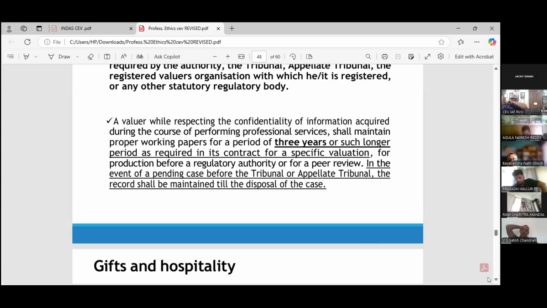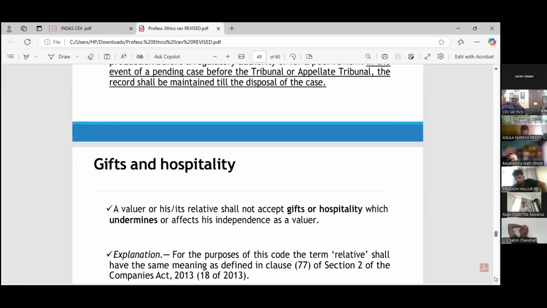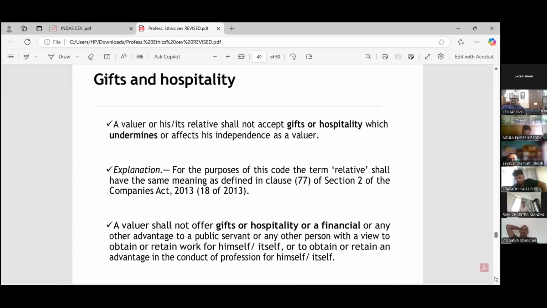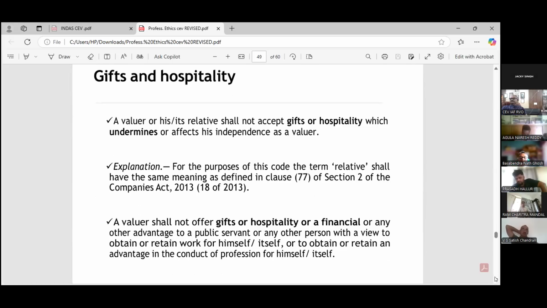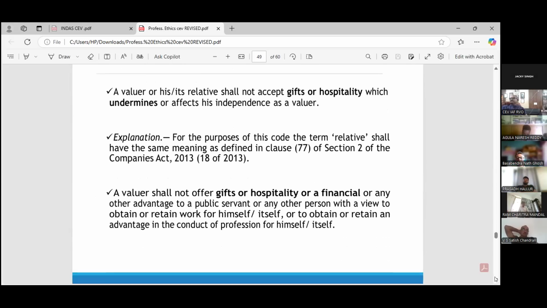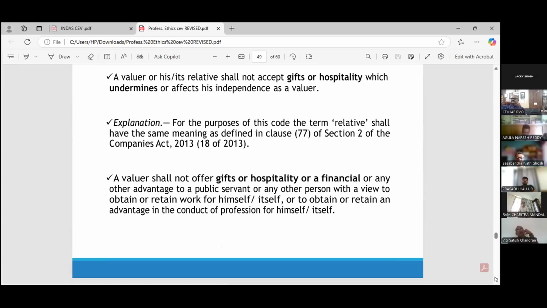Then we come to the gift and hospitality. A valuer or his or its relative shall not accept gift or hospitality which undermines or affects his independence as a valuer. Explanation: for the purpose of the code, the term relative shall have the same meaning as given in clause 77 of section 2 of the Companies Act. For your understanding, earlier we discussed you can't accept. Now they are saying you can't offer also.